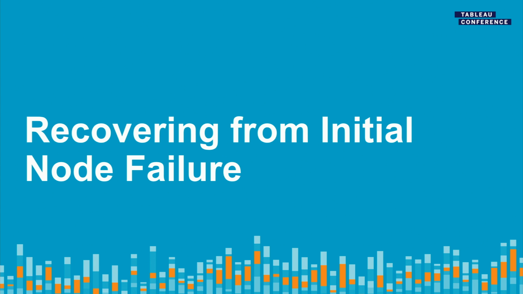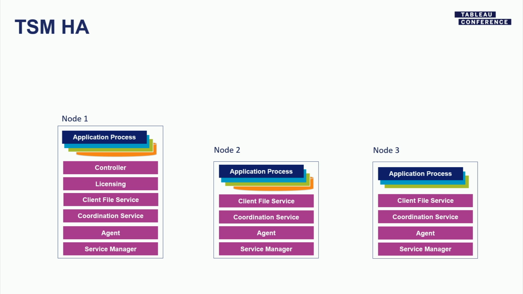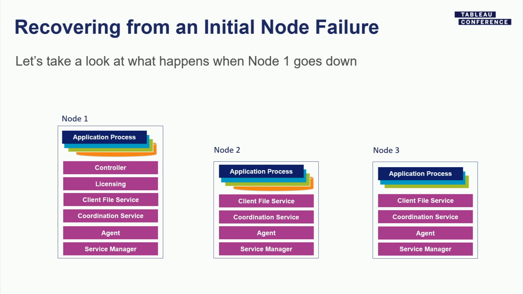Now let's talk about recovering from initial node failure. In the diagram Kitty was showing us just a few minutes ago, as you probably noticed, we still have 2 processes which are single points of failure, which are on node 1. They are the controller and licensing. Now let's see what happens if something happens to our node 1 and we lose these 2 processes.